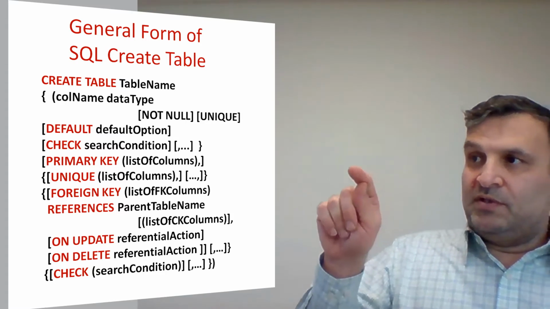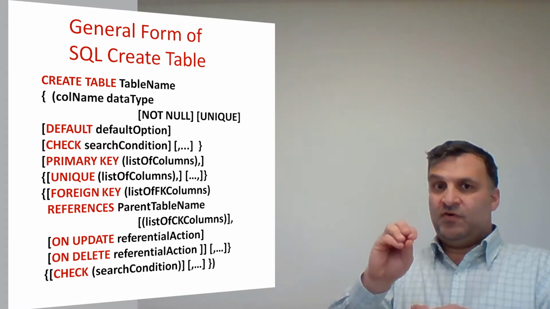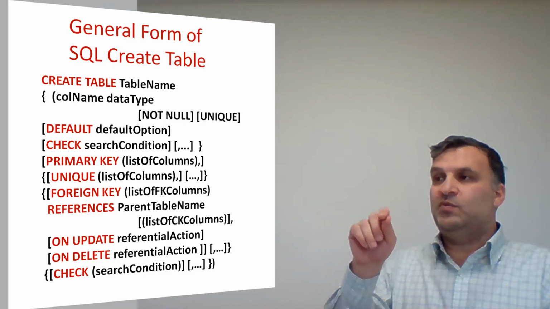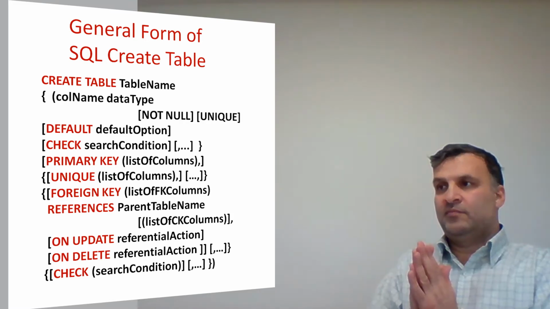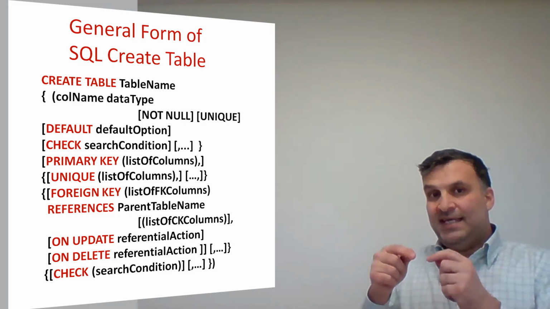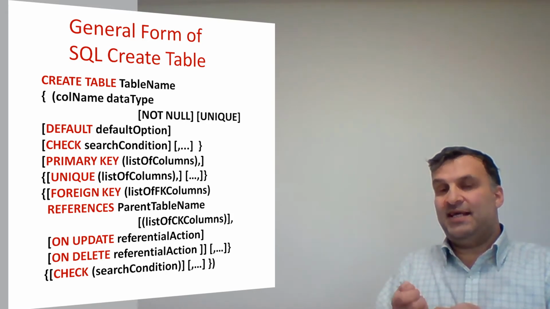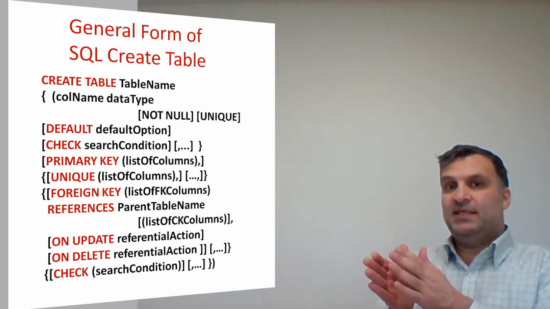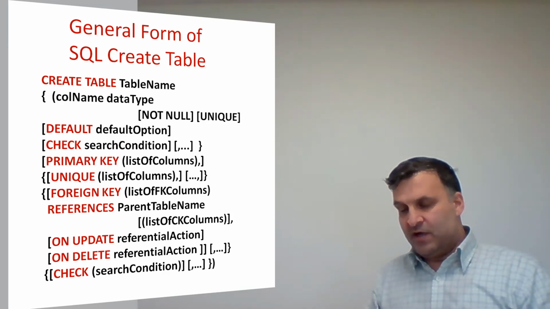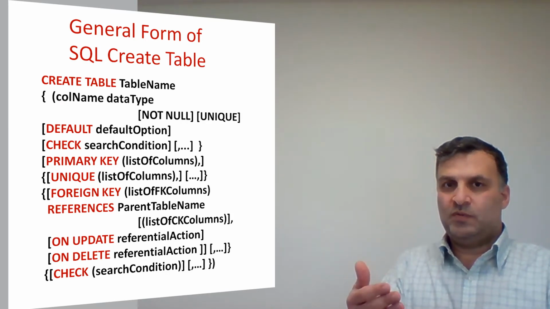We have also the default option. For each column, we can specify a default option. If the user does not specify the value of this column, it will take the default value. We have also check conditions. That means we can verify each time we add data or modify data that a specific column, for example, should be more than a specific value. For example, if we have a column related to the age of a human, it should be more than 0.